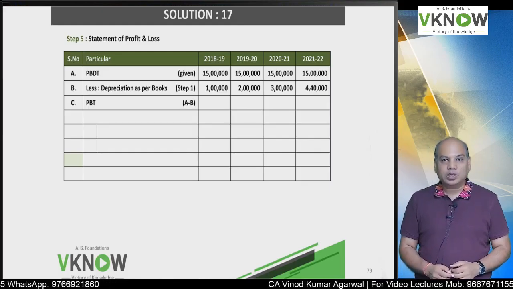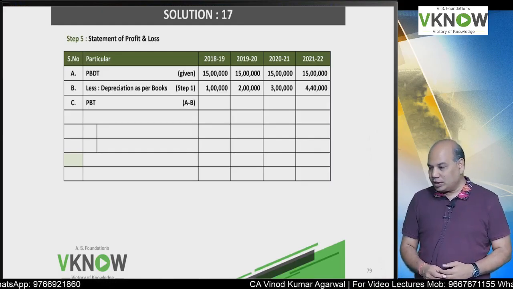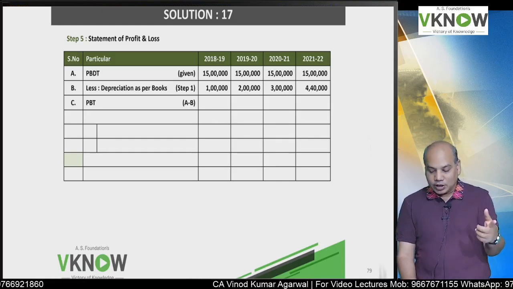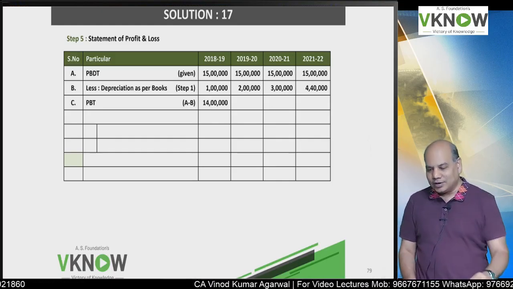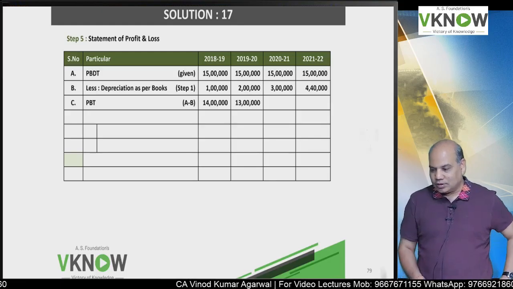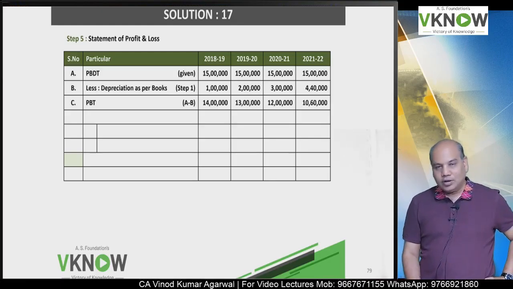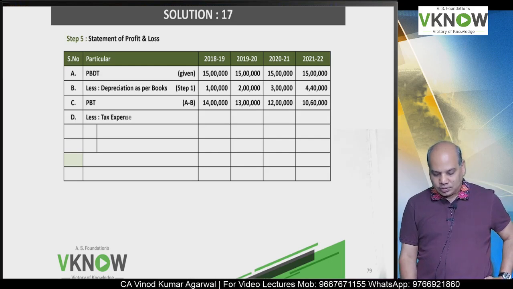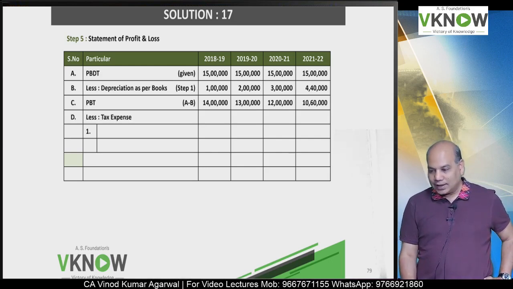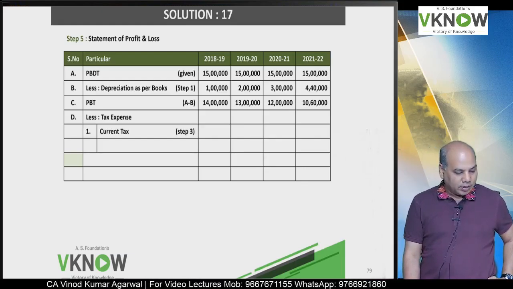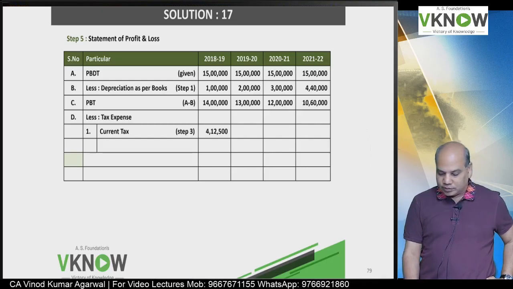Yes, very good. PBT. Try without calculator today. 15 minus 1, 14 lakh. Amazing. You are genius. 15 minus 2, 13 lakh, 12 lakh, 10 lakh 60,000. Sometimes you have to do it yourself to do it fast. Tax expense, current tax. Go to step number 3, last line. Step 3, current tax, last line of step 3.